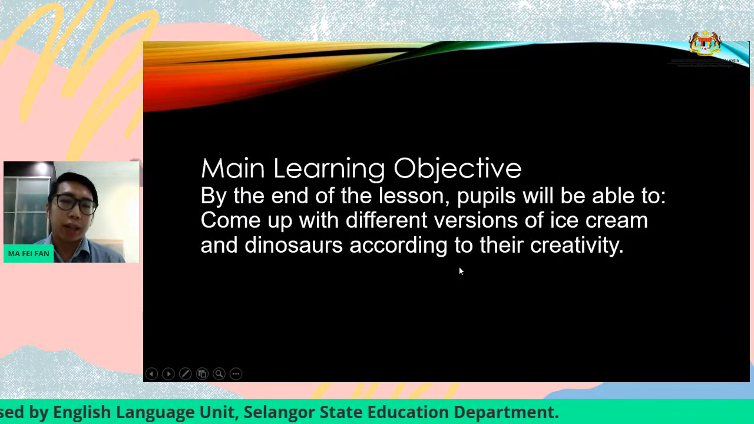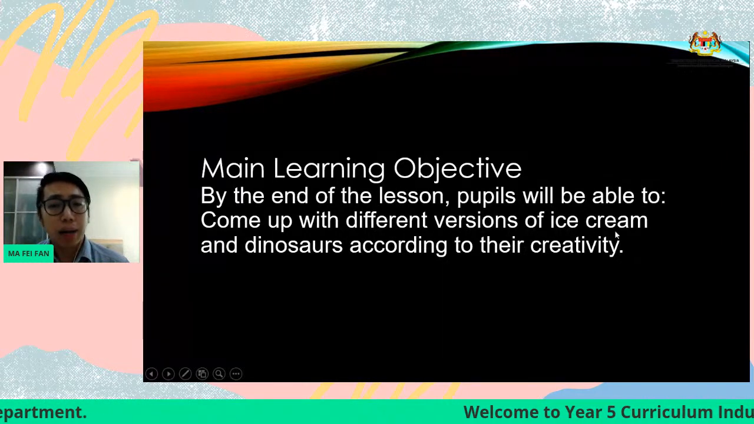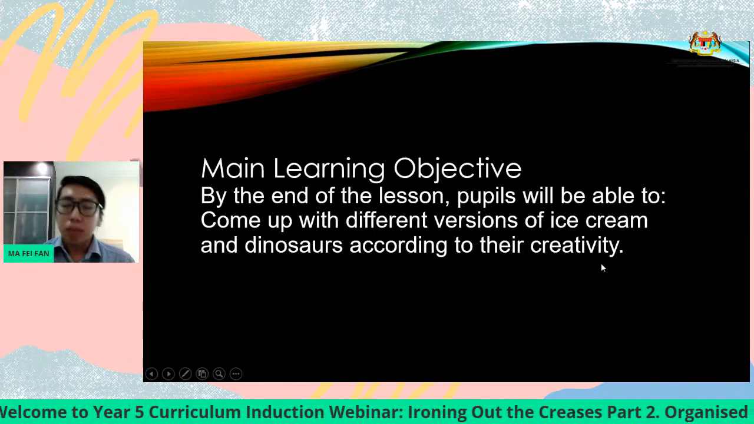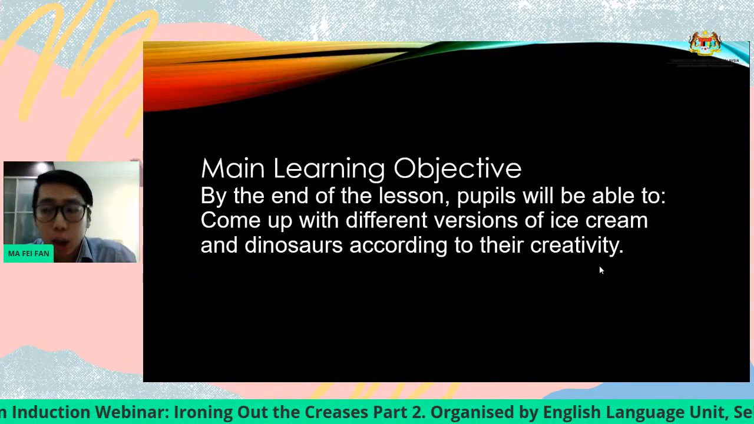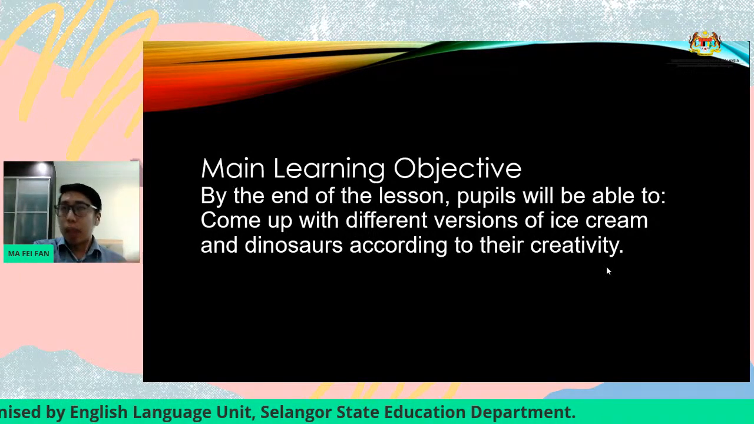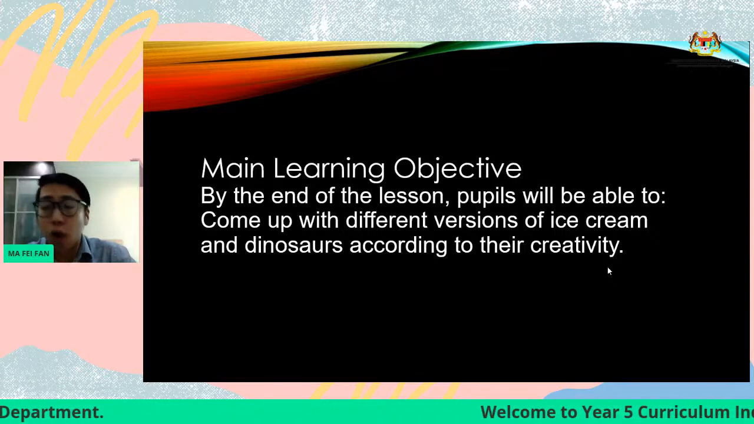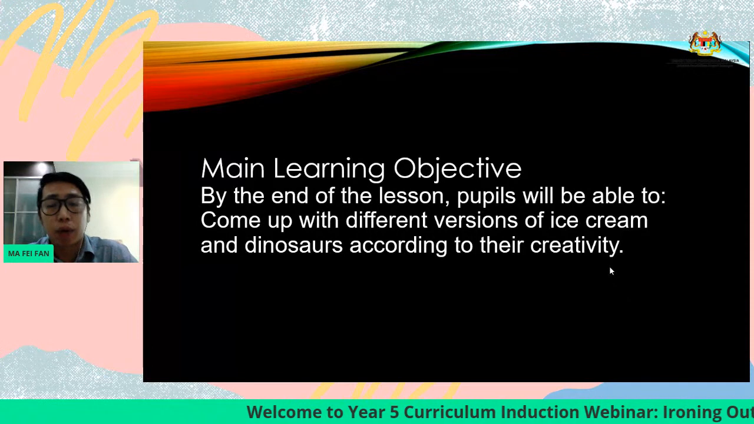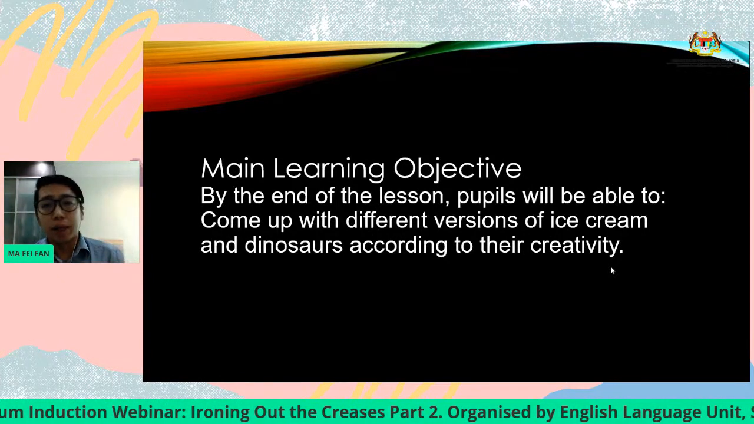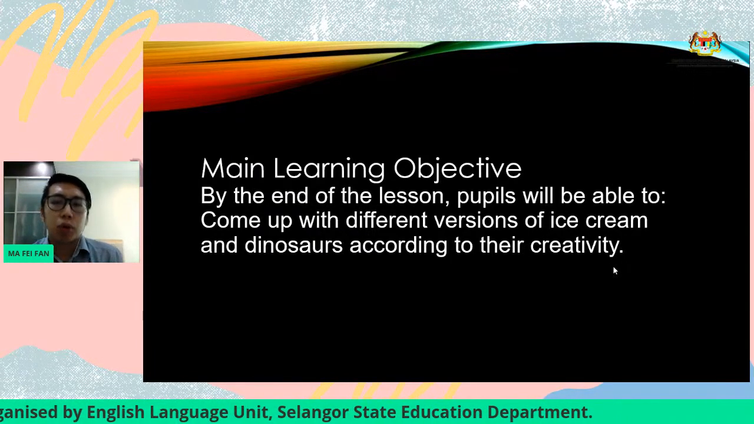A suggested learning objective for this lesson is that pupils will be able to come up with different versions of ice cream and dinosaurs according to their creativity. The learning objective for a language arts lesson is slightly different from the learning objectives in the previous 4 skills mentioned by the previous presenters. Because in writing the learning objective for the 4 skills, we have to follow the SMART principle. Whereas for language arts, the learning objective doesn't have to be measurable, because we are not trying to restrict the pupils' creativity here.